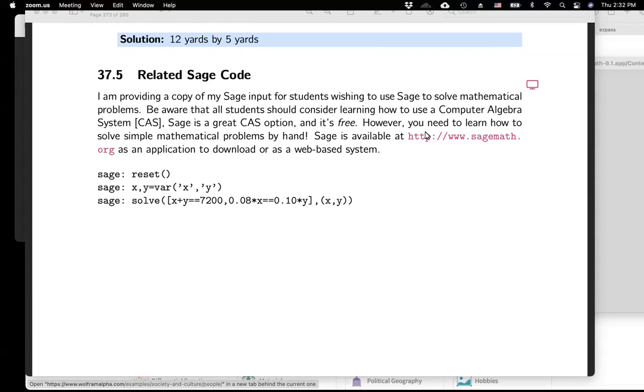Okay, we're in section 37. This is a section on word problems. What's interesting about word problems in general is that getting the system of equations down correctly is the important part. The other stuff is really kind of tedious, as is solving it. A lot of times they can be really difficult to solve by hand. And this is why we want to introduce a computer algebra system.